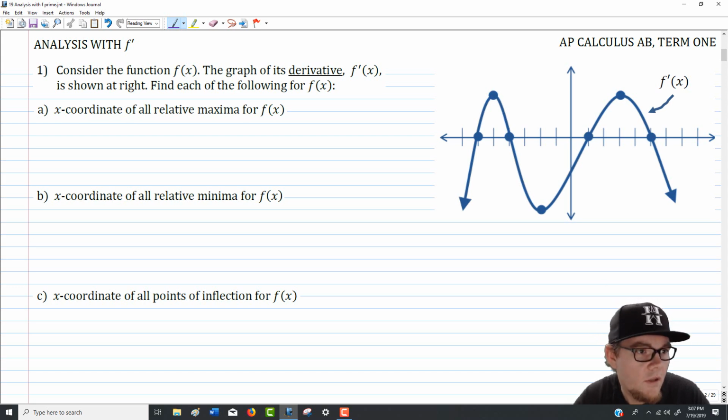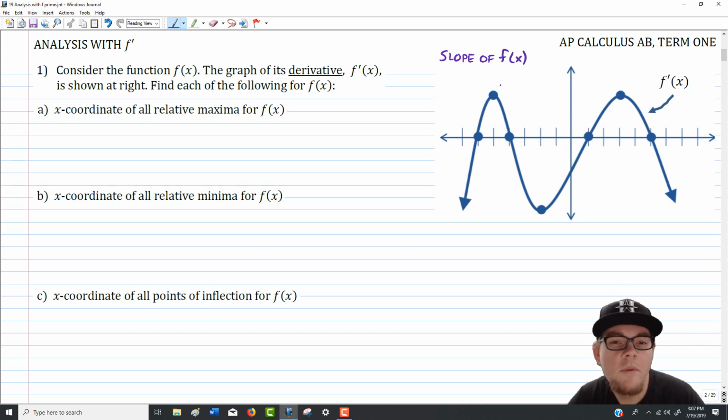So to start off with here, in the instructions for number 1, it says consider the function f of x, and you're like, okay, cool, but where is it? Well, we don't see f of x at all. It says the graph of its derivative, f prime of x, is shown at right. So that means this graph over here represents and is plotted the slope of f of x.